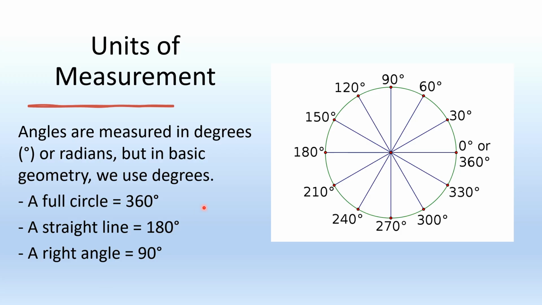So the units of measure, full circle is going to be 360 degrees, a straight line right across 180 degrees, and then a right angle is 90 degrees. And then here's all the other angles go. That's a full circle of 360 degrees.